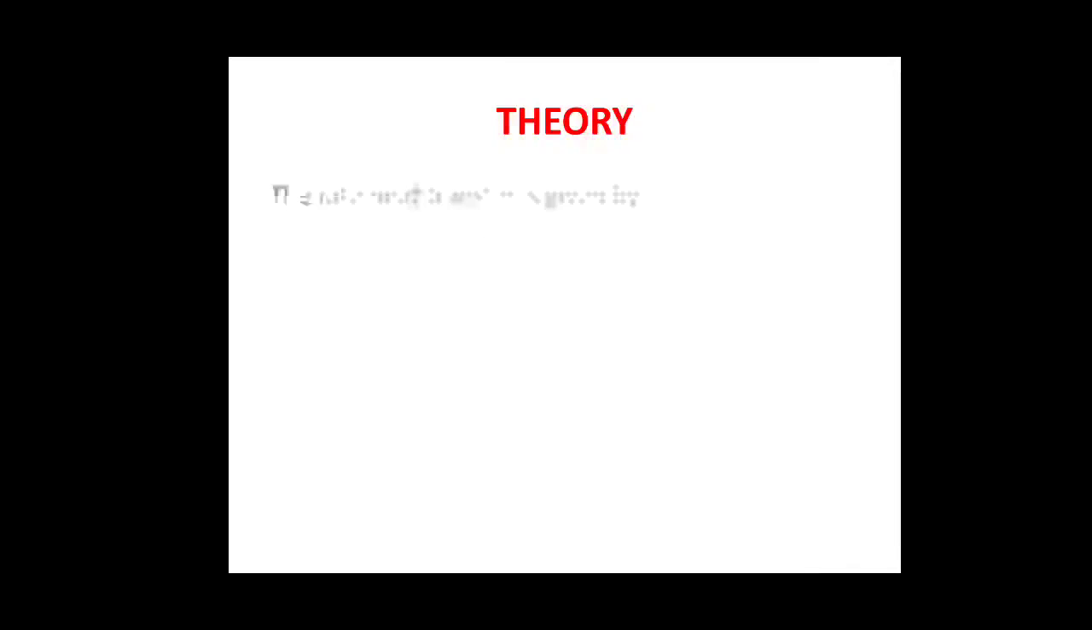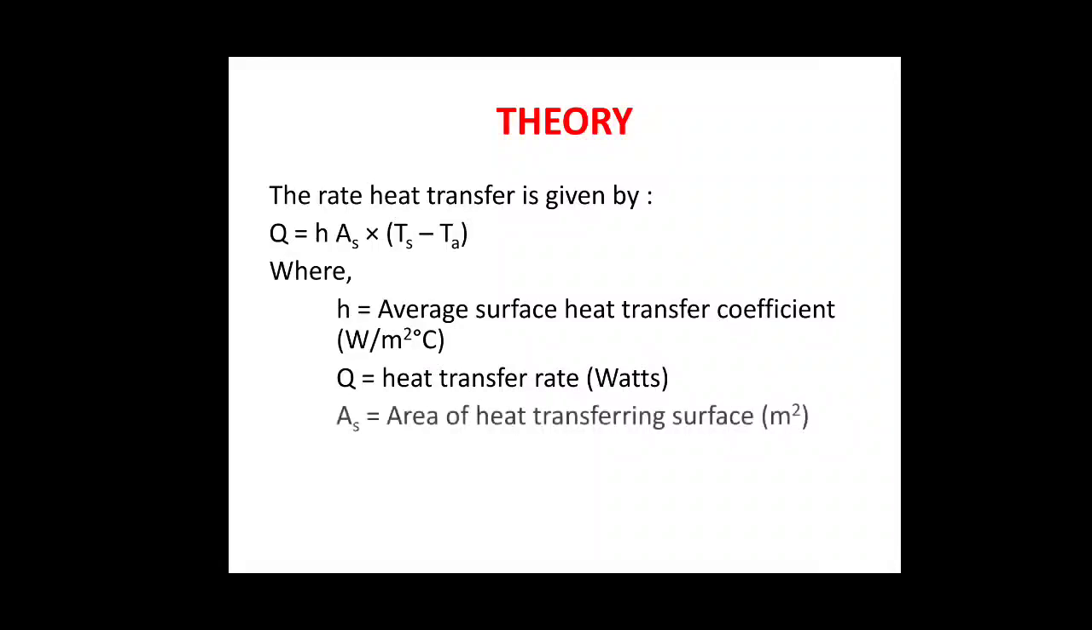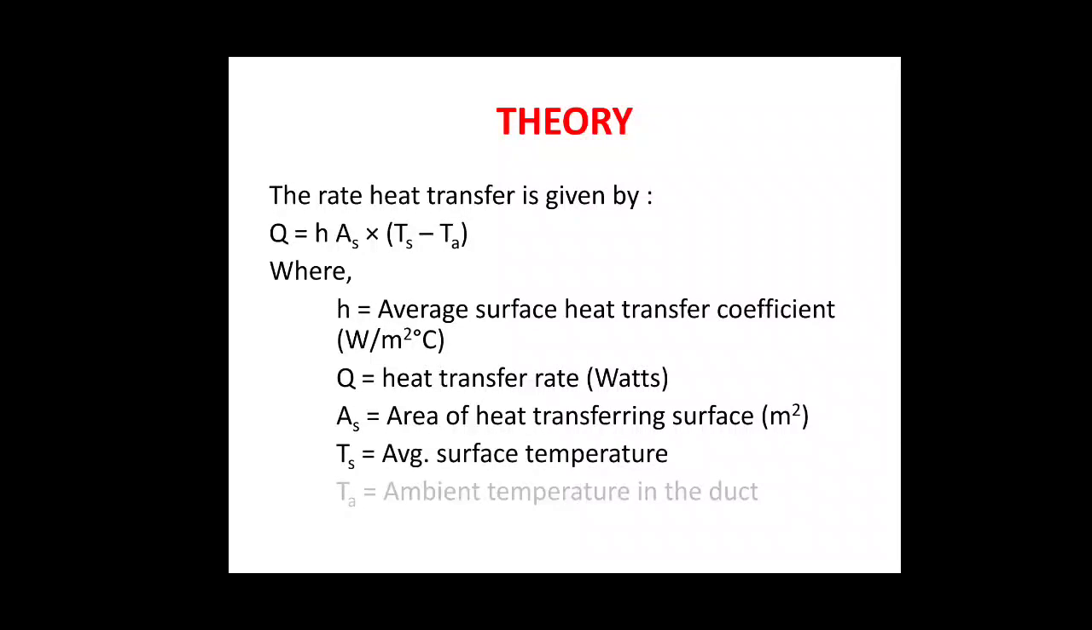Theory. The rate of heat transfer is given by Newton's law of cooling, which is Q equals hA delta T. Delta T means the temperature difference, where h is the average heat transfer coefficient of the surface, Q is the rate at which heat is transferred, A is the area of the heat transferring surface, Ts is the average surface temperature, and Ta is the ambient temperature of air inside the duct.